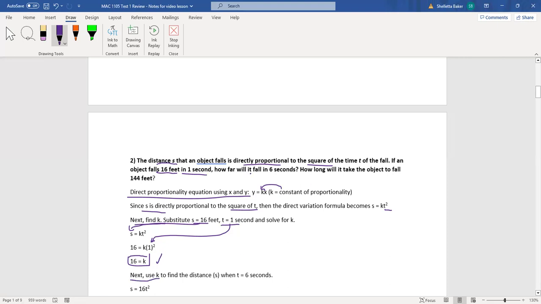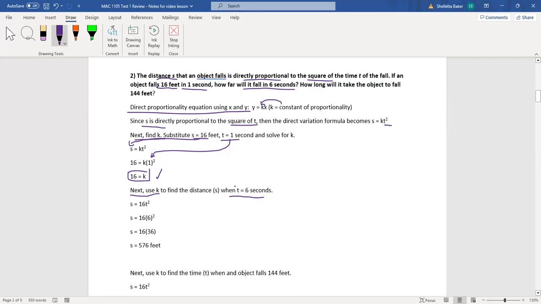How far will the object fall in 6 seconds? This time is 6 seconds, so we'll substitute 6 for t. So right here in our equation, we're substituting the number 6 where t is, and we already determined that our constant of proportionality is 16. So remember that original equation was S equals K times the square of T, so T squared. And we determined that our constant of proportionality is 16. So that's why we write it as 16 T squared.